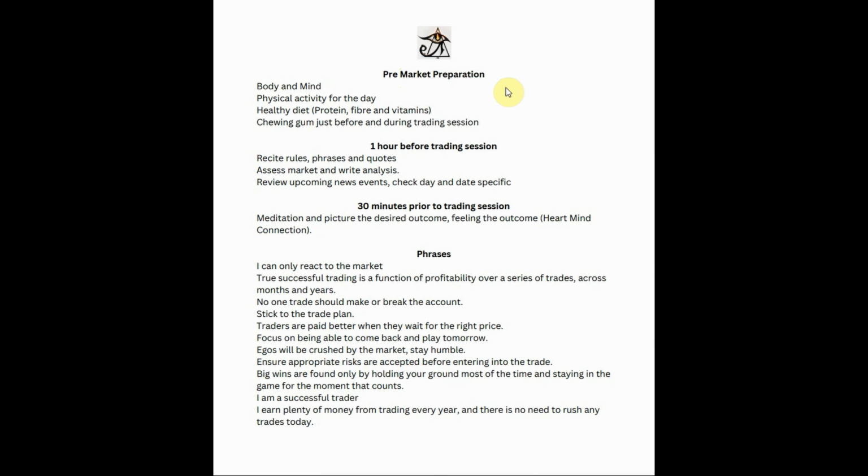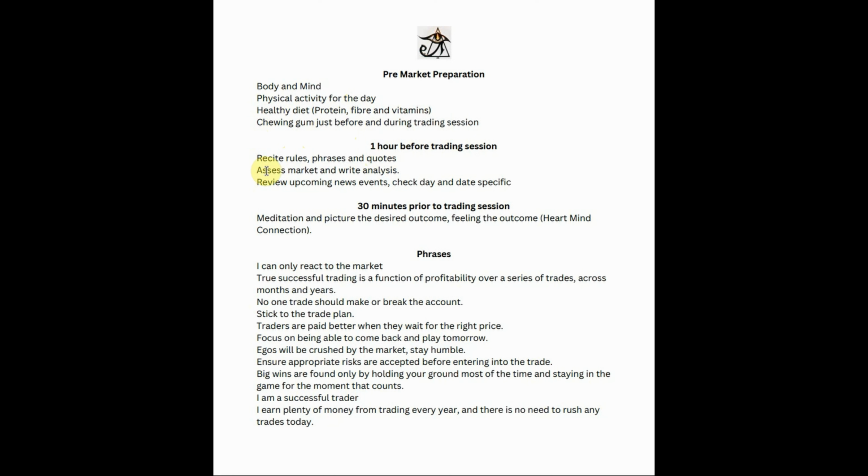Your trading day starts effectively the night before or in the preparation that you do every single day. So, body and mind. Make sure you've done some physical activity for the day, had a healthy diet, getting enough protein, fiber and vitamins. Chewing gum just before and during the trading session may help to stimulate your brain. One hour before the trading session, we want to recite the rules, phrases and quotes. This is to get our mind in the right space so that we can critically assess the market when it's moving erratically.